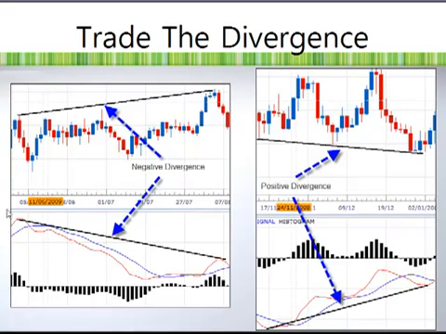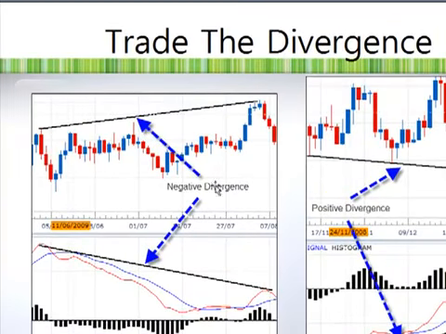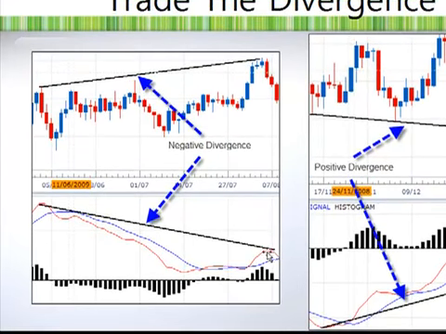So what do you mean by divergence? You can see on this picture here, we call this a negative divergence. Why? Because the price is making a higher high. Can you see that? The price is making a higher high, but the MACD is making a lower high. The high here is lower than here. You can see the divergence. This is making a higher high, this is making a lower high, and this is called negative MACD divergence. Once this starts to appear, it's a telling sign that the price is going to move down.